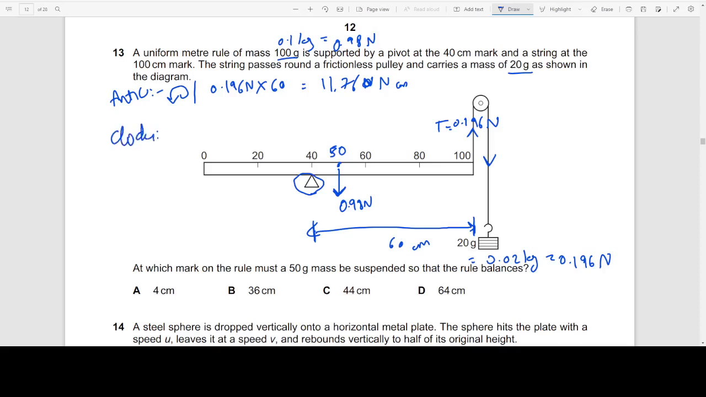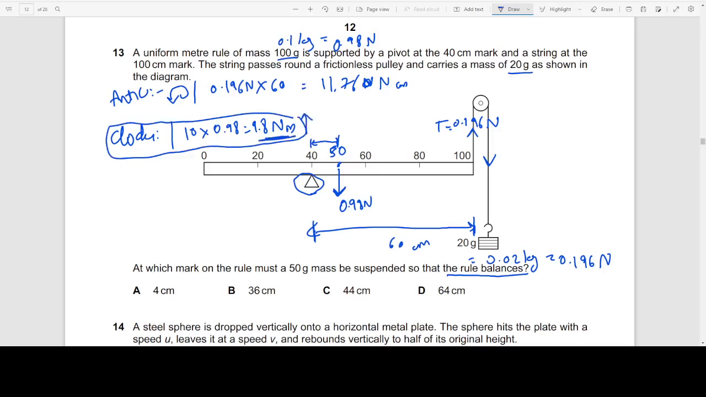And clockwise, it's going to be 10, because the distance from the pivot to the center of mass, 40 to 50, is 10 centimeters, into 0.98, which is 9.8 newton centimeter. So we can clearly see that to make sure that the rule balances, this clockwise moment, which is 9.8 newton centimeter, needs to be increased.